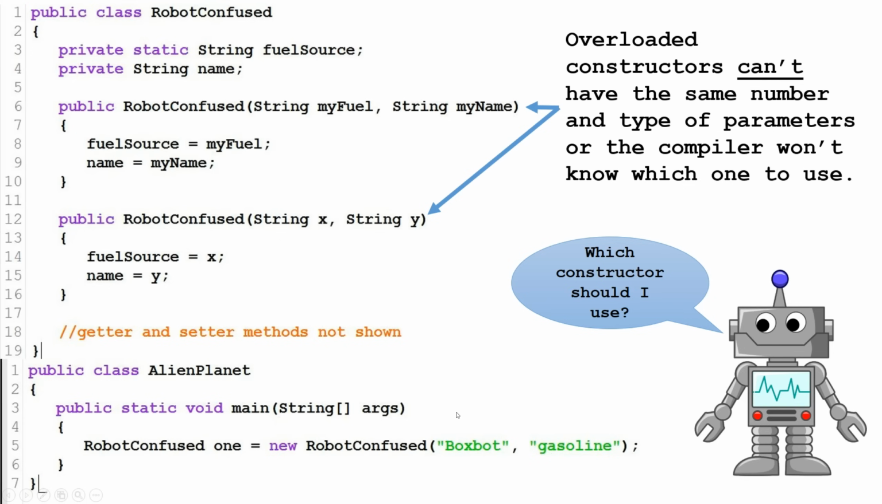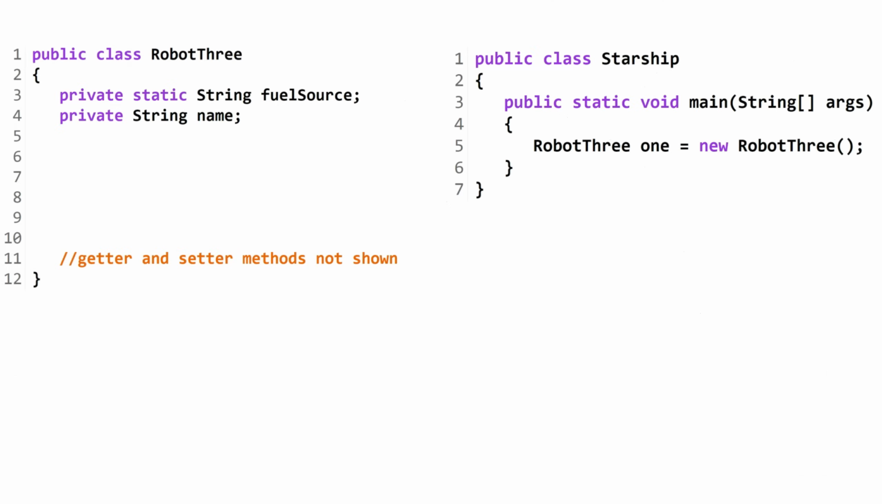Our compiler doesn't know, do we want to use this constructor or this constructor? It could legitimately be either. Robot Confused won't even build, because when the compiler tries to create an instance, it's not going to be able to know which constructor we want to use. Let's look at one more situation.